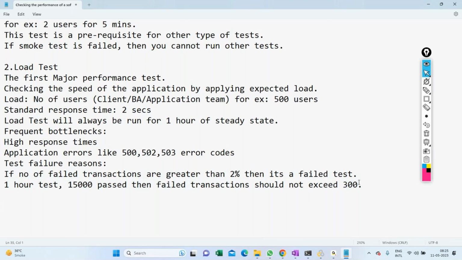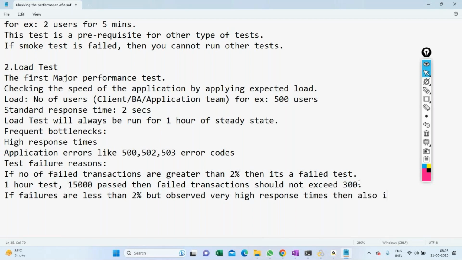And one more thing is, if failures are less than 2%, which is good, but you observed very high response times, then also it is not a success. So again, you have to fix it. Why are you getting very high response times? When you click a link or a button, why is it taking like 5 seconds, 10 seconds, 15 seconds, 20 seconds to load?